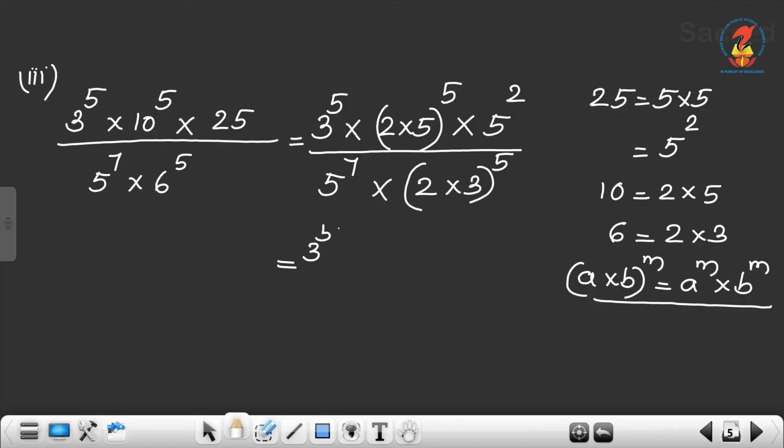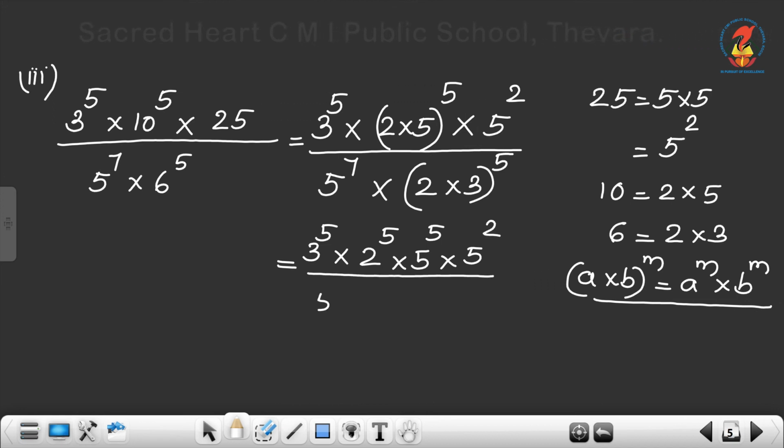So 3 raised to 5 into (2 into 5) whole raised to 5, we can write as 2 raised to 5 into 5 raised to 5 into 5 squared, the whole divided by 5 raised to 7 into (2 into 3) the whole raised to 5. So using the same law we can write as 2 raised to 5 into 3 raised to 5.